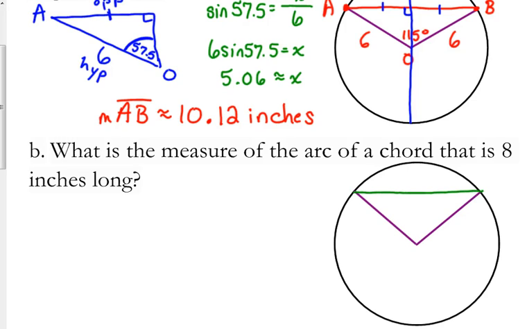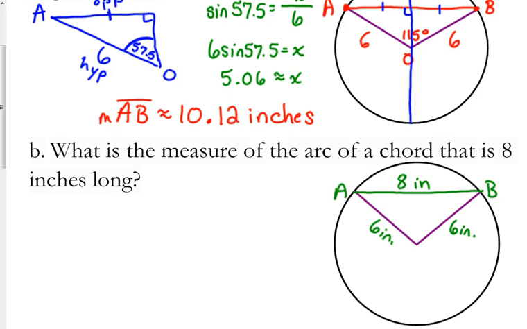So we'll just suppose I drew a very similar picture. Okay, the radius is still 6 inches. But this time, they don't tell us the angle. They tell us the chord is 8 inches long. And they want to know the measure of the arc. So we're going to have to figure out the angle this time.